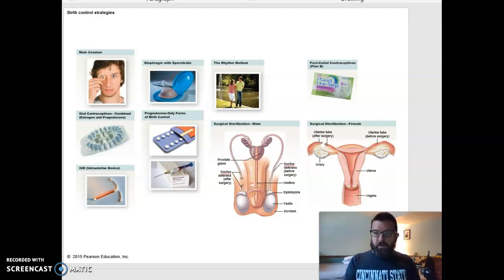Those who would prefer not to mess with their hormones can also use things like the calendar and temperature and estimate when you're going to be ovulating and do what's sometimes called the rhythm method or natural family planning. And that's as effective as you are willing to make it.